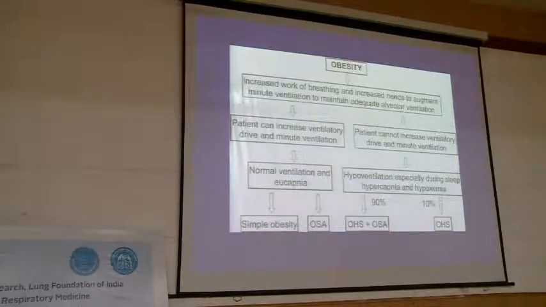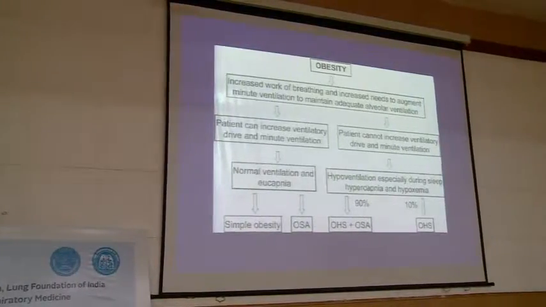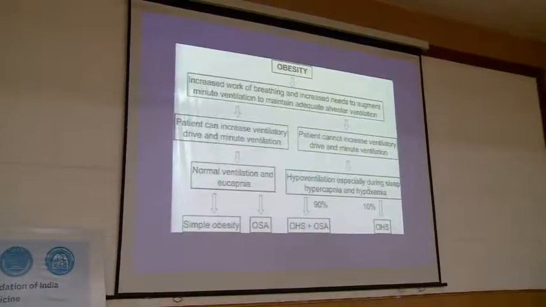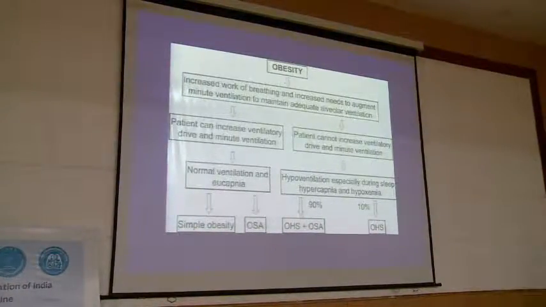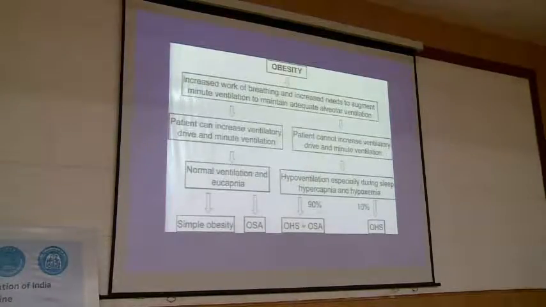So just to show it graphically, patients who are obese require increased work of breathing, and there is an increased need to augment minute ventilation so that they can rectify the alveolar ventilation. If a patient can do this, he will have normal ventilation and normal PCO2. So this patient will have only obesity, or at night he will choke and have OSA. But those people who cannot compensate will have hypoventilation during sleep, resulting in hypercapnia and hypoxemia, giving rise to OHS. 90% of them will have OHS with OSA during sleep, whereas 10% will have pure OHS during sleep.